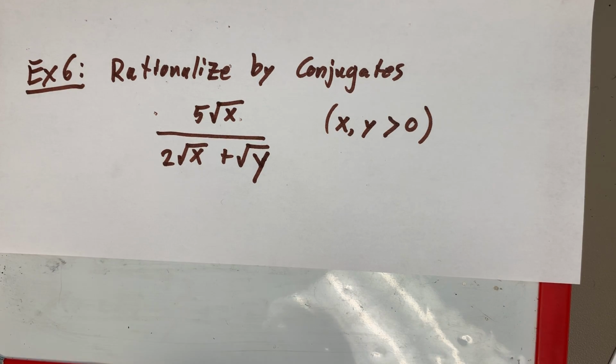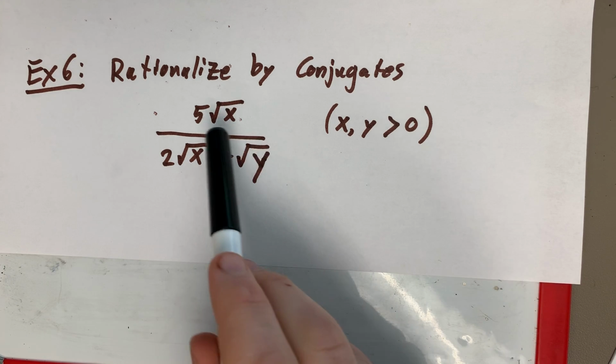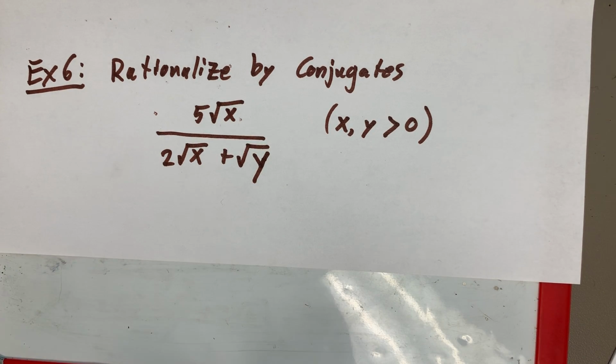On to example 6 of rationalization by conjugates. We're looking at yet another complicated example, but hopefully it'll be a little bit less complicated than the last example because we don't have addition or subtraction in the numerator. So less foiling, thank goodness.